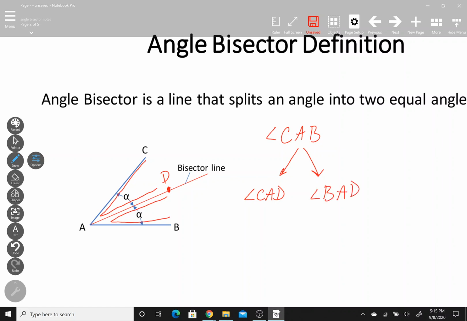And the key thing is, just like with segment bisectors, since it is bisecting, we know that these two smaller angles are equal. That is the key thing. And if we add the two smaller ones together, we get the bigger one.